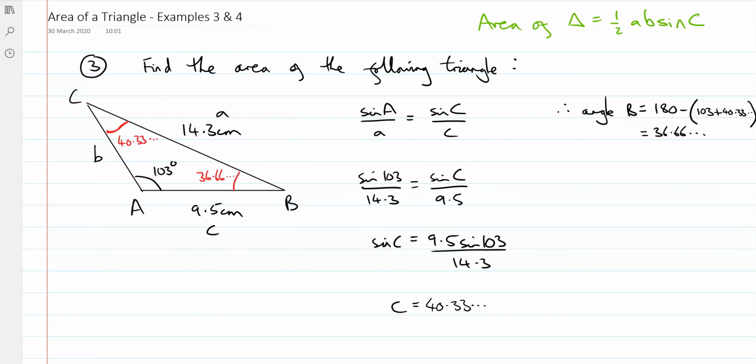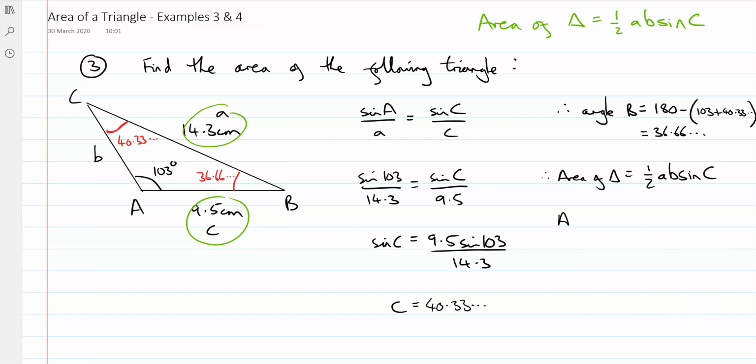And now I have the correct setup for my area. I have two lengths, and I do now have the angle between them. So if we go back to the start of the video, that's what I was looking for. So now I can use my new area formula. So therefore, the area of the triangle, we know the formula is a half AB sine C, it's at the top, but in this question, we've actually got A as a length and C as a length.